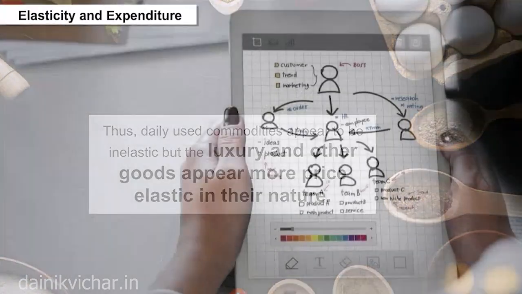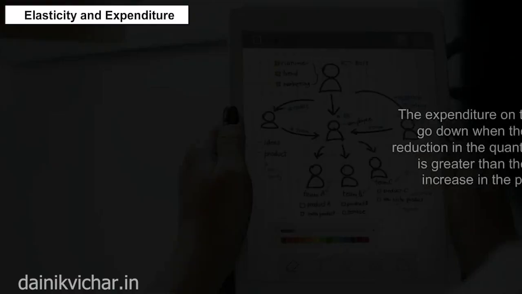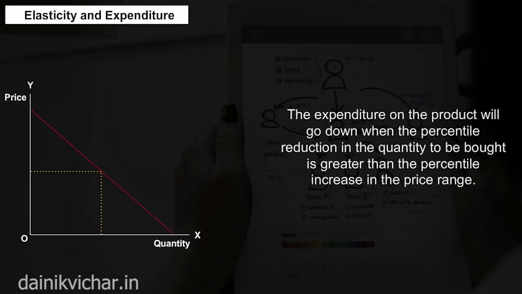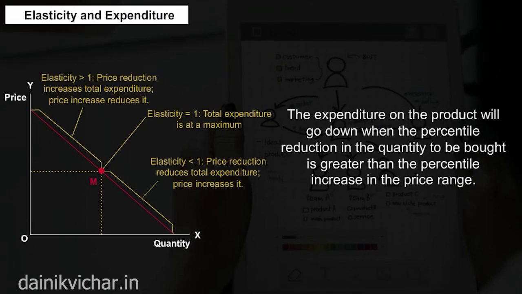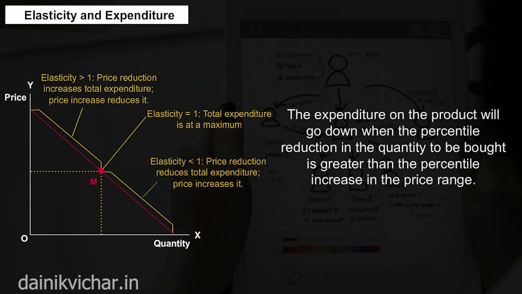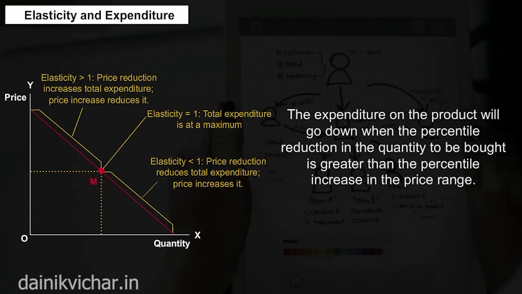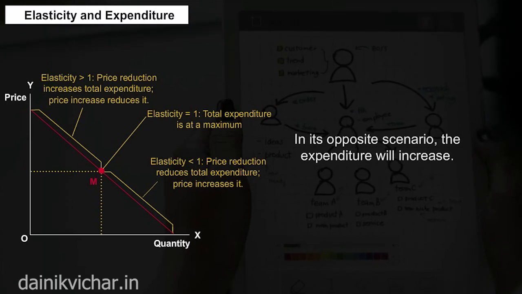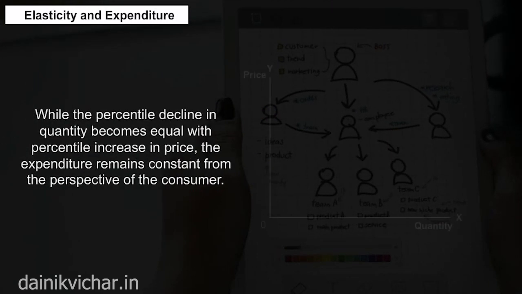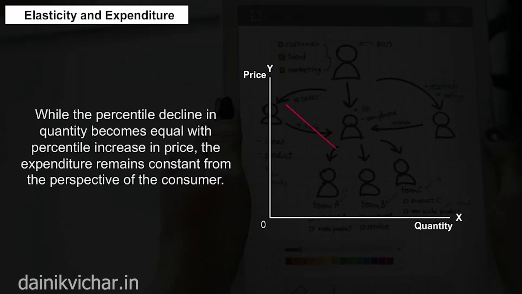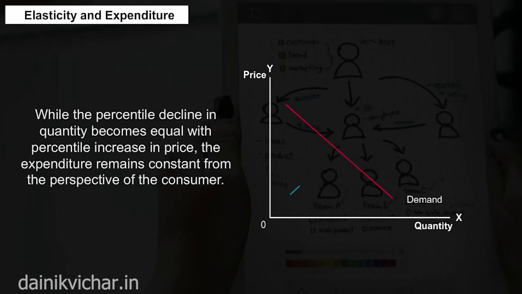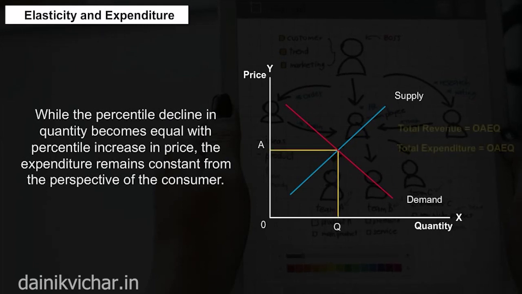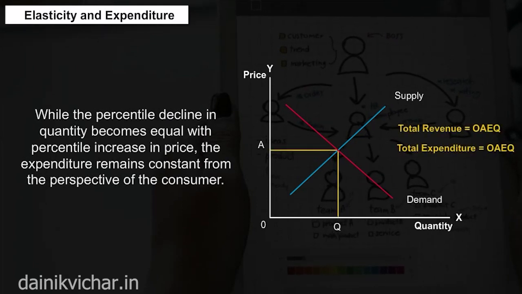Elasticity and expenditure. The expenditure on the product will go down when the percentage reduction in the quantity bought is greater than the percentage increase in the price. In the opposite scenario, the expenditure will remain constant when the percentage decline in quantity becomes equal to the percentage increase in price. The expenditure remains constant from the perspective of the consumer.